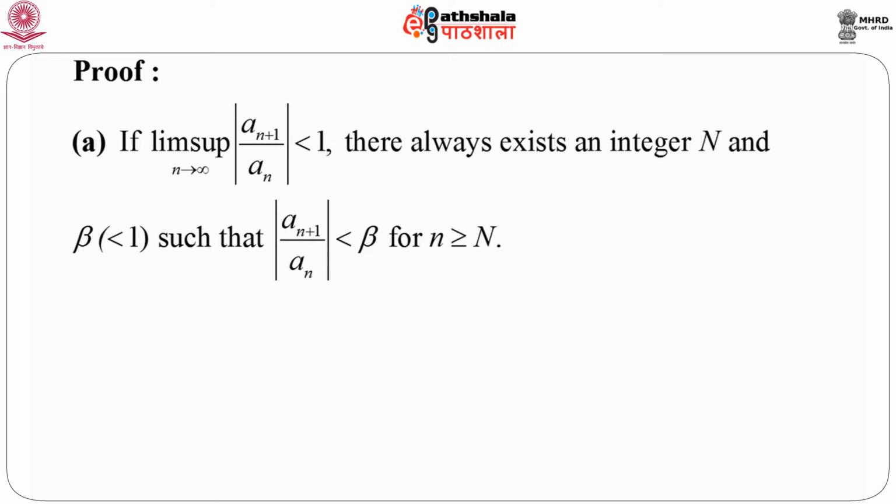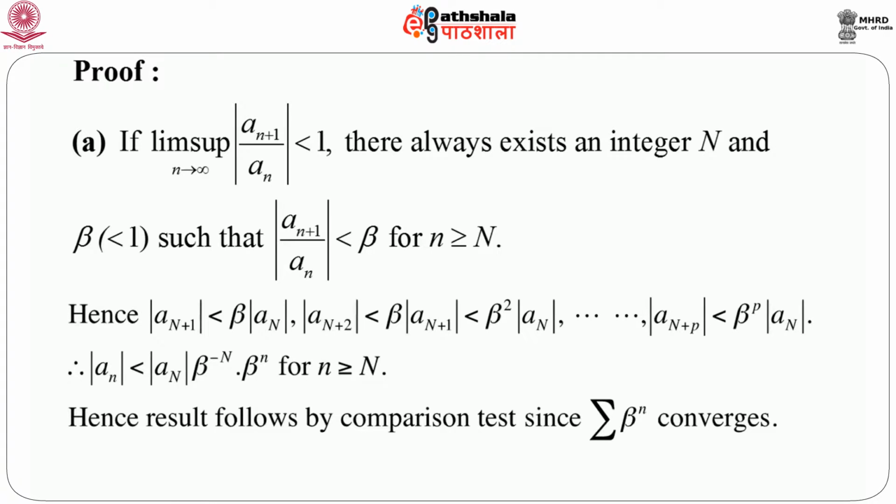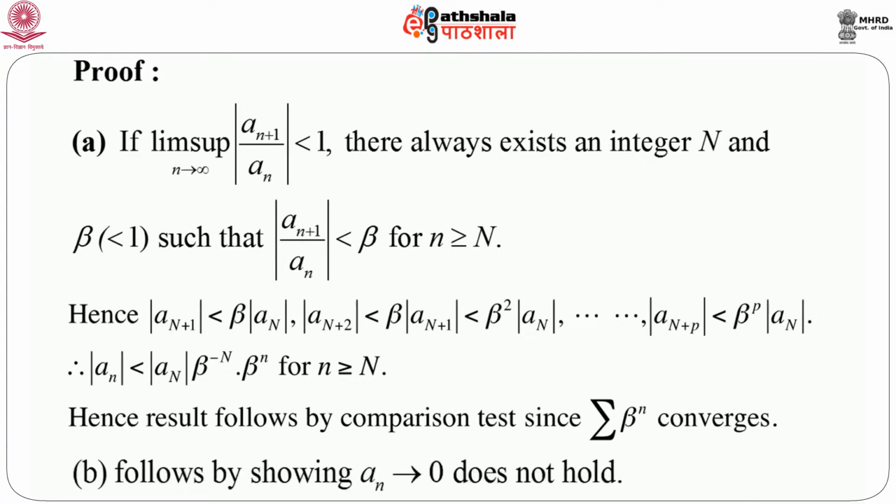So first consider that the lim sup of the modulus of the ratio, |a_{n+1}/a_n|, as n goes to infinity is less than 1. Then, like the previous root test, we can always find an integer capital N and a number beta such that |a_{n+1}/a_n| is less than beta. Now remember, beta is less than 1, for every n greater than or equal to capital N. So we can immediately write |a_{N+1}| less than beta times |a_N|.